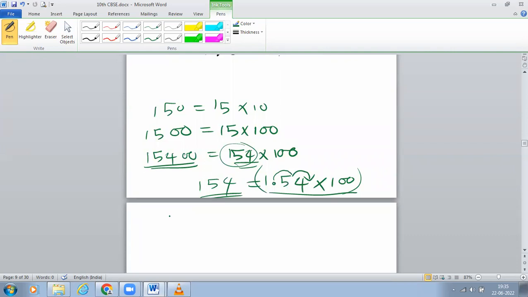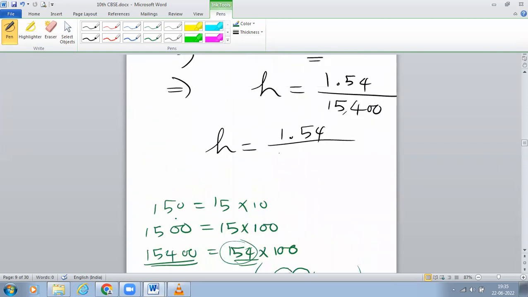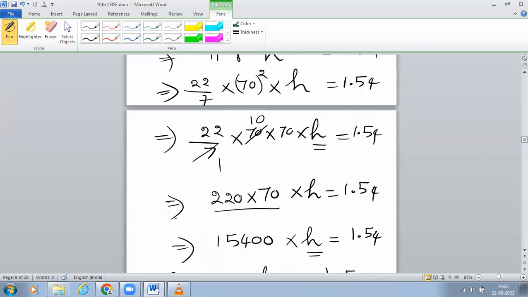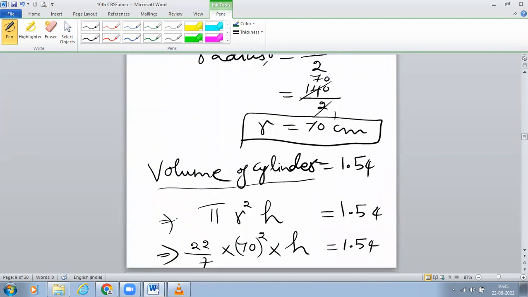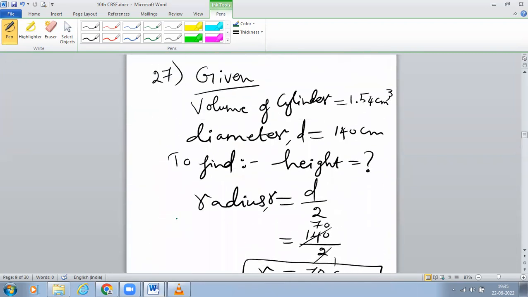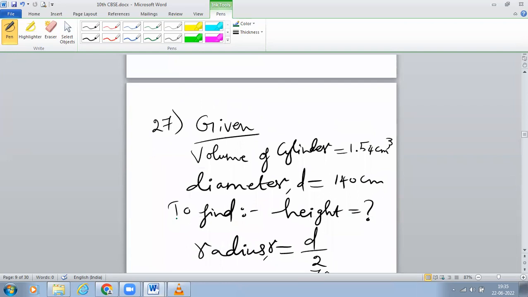Okay, yes, sir. Okay, then listen, ma. So it is 1.54. Okay, no problem, ma. I'll teach now. Listen carefully. See here, ma. Printing mistake is there. Okay, I'll correct it now. Volume of cylinder is 1.54 centimeter cube, it is printed, but you are saying it is meter cube, right?